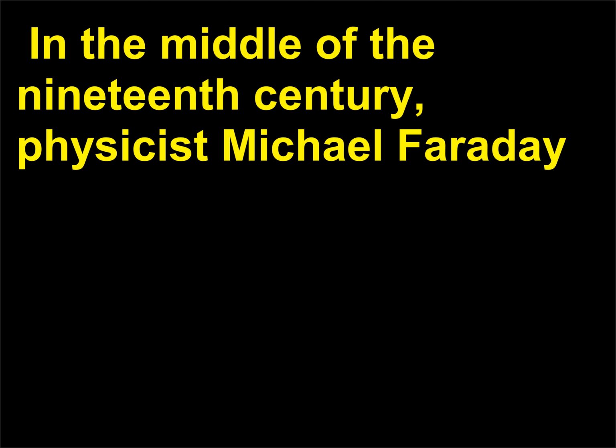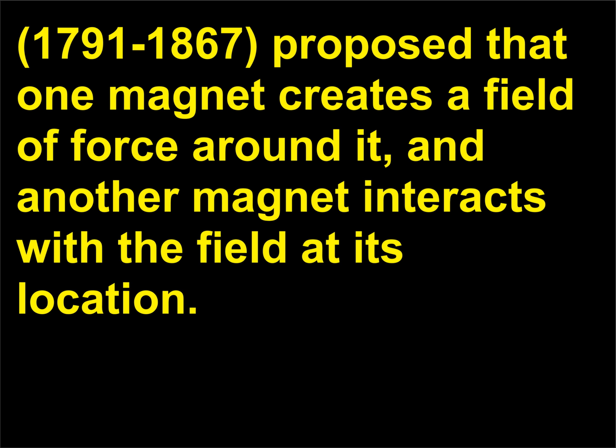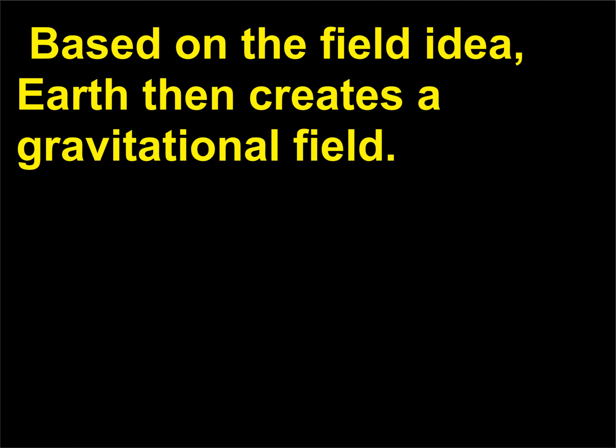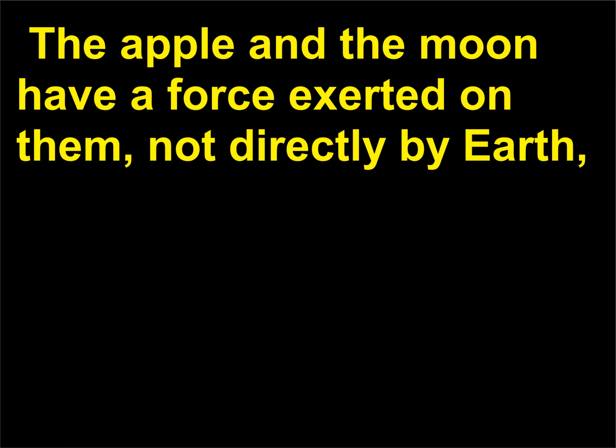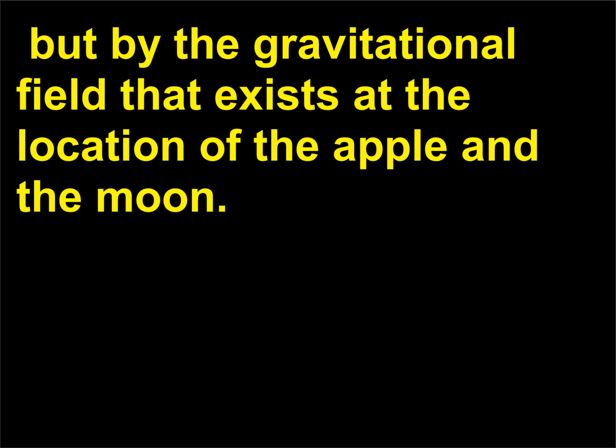In the middle of the 19th century, physicist Michael Faraday (1791 to 1867) proposed that one magnet creates a field of force around it, and another magnet interacts with the field at its location. Based on the field idea, Earth then creates a gravitational field. The apple and the moon have a force exerted on them, not directly by Earth, but by the gravitational field that exists at the location of the apple and the moon.